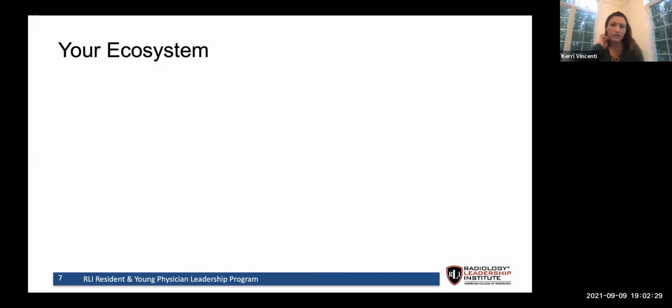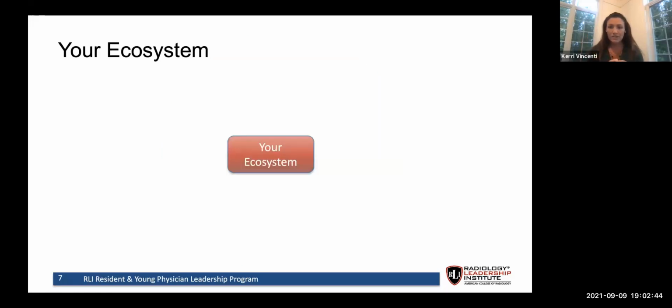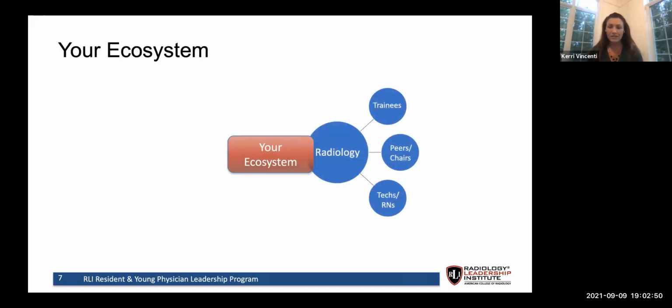The program this year focuses on ecosystems and what that really means, and I just want to quickly run through an idea of what your ecosystem is. So you have this big idea of "this is me," and your ecosystem is a core of who you are, but it's made up of multiple components. So in radiology, obviously, when you're starting out in practice, you may have trainees that you work with. You're going to have your peers. You're going to have people that you report to, like your chair.